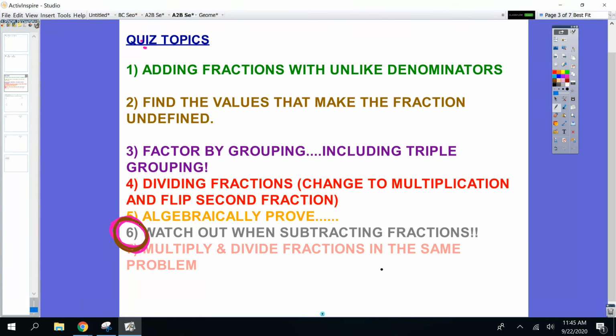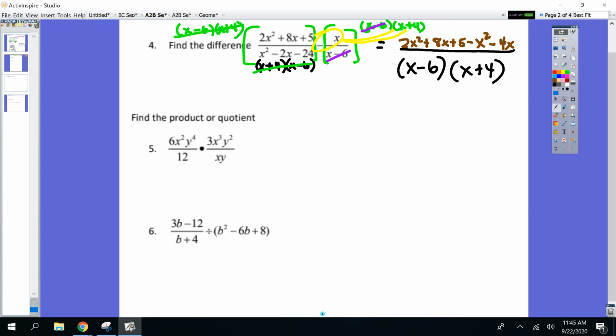Okay, because look, it's on there. There's number 6. Watch out when subtracting fractions tomorrow. It's going to be on there. Don't let it sneak by you, guys. Do not let it sneak by you. All right, good job, Katie. You're off the hook now.